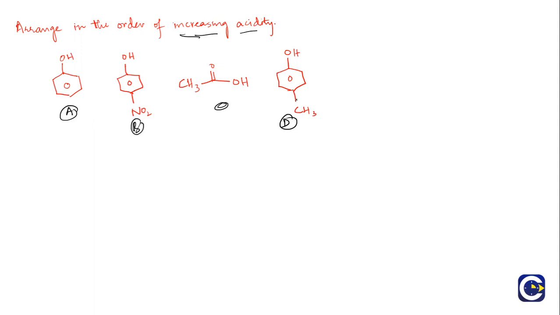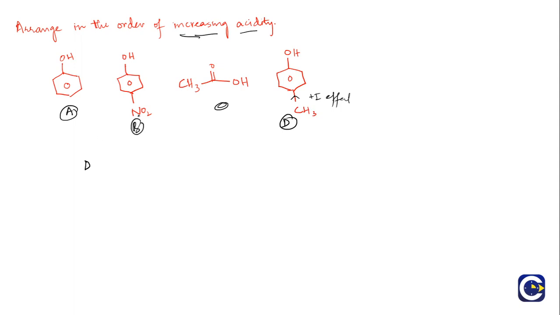Okay, so if we look at the compound D, we have a CH3 group attached to the ring, so this is going to decrease the acidity of the ring, because it has the plus I effect. Okay, plus I effect is going to decrease the acidity of the compound. So the least acidic of all the four will be the compound D in this reaction.